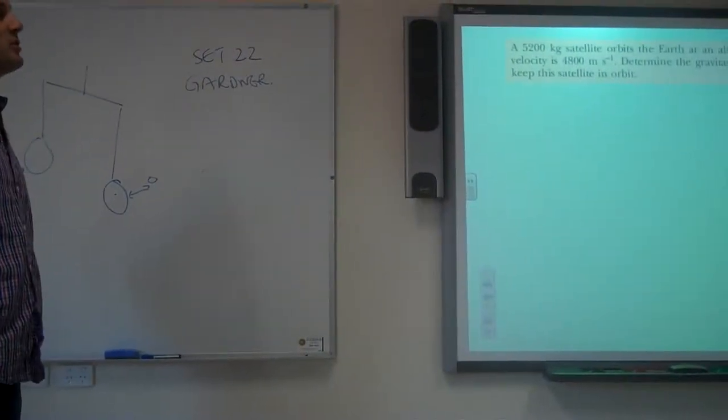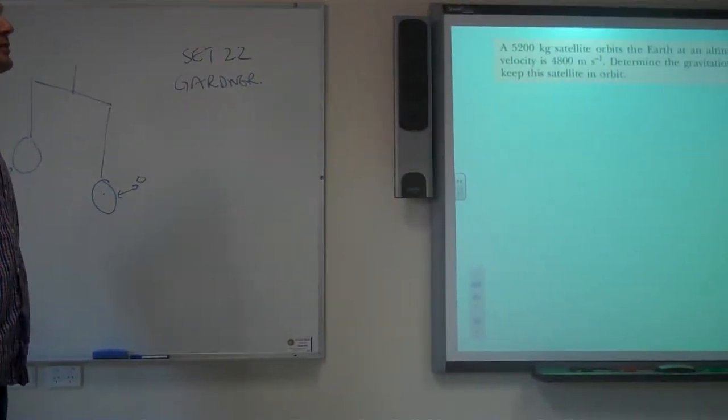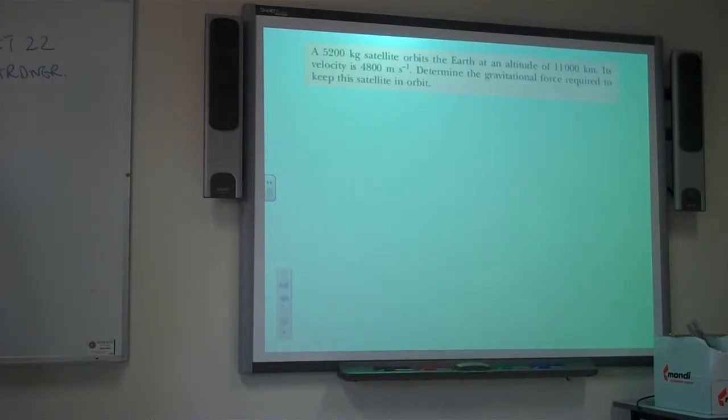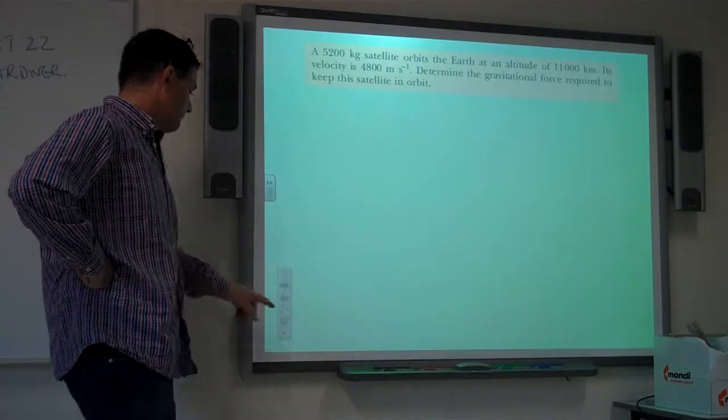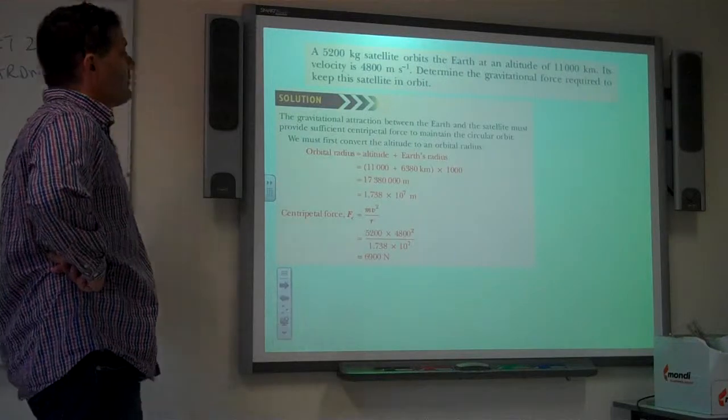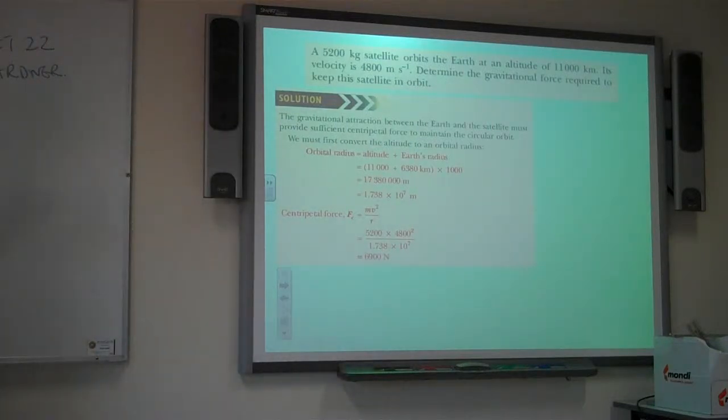kilometres. Its velocity is 4,800 metres per second. Determine the gravitational force required to keep this satellite in orbit. Alright, let's have a look at it. The gravitational attraction between the Earth and the satellite must provide sufficient centripetal force to maintain the circular orbit.